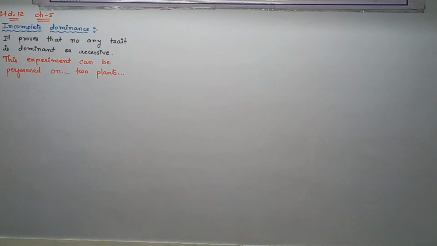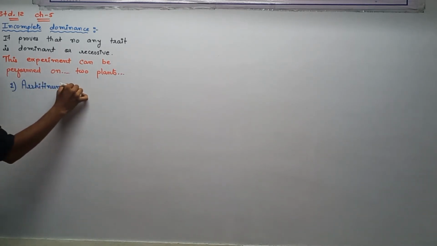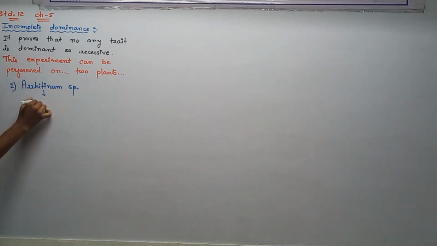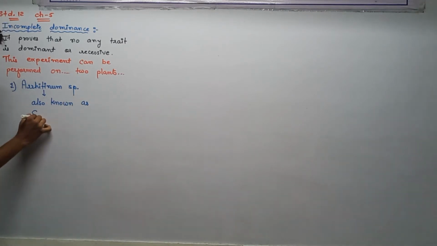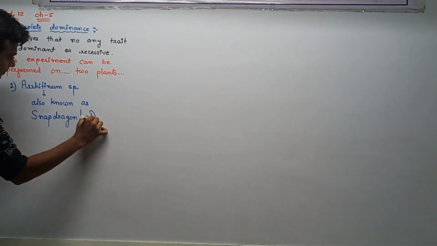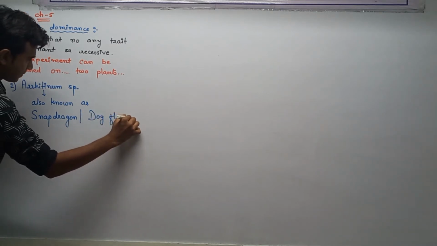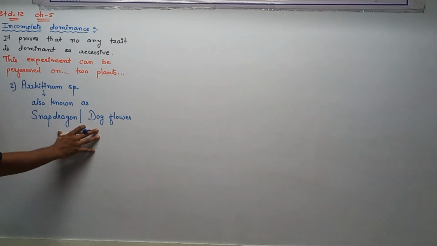Let me tell you the names of it. Fine. First is Antirrhinum species, also known as snapdragon, also known as dog flower. Fine.